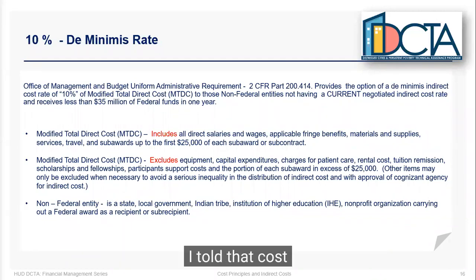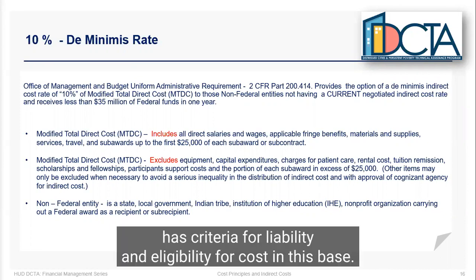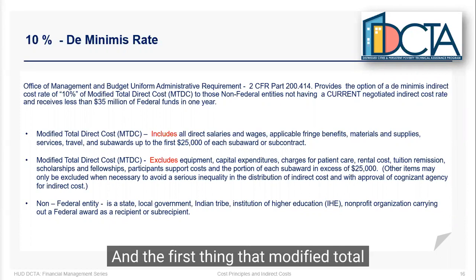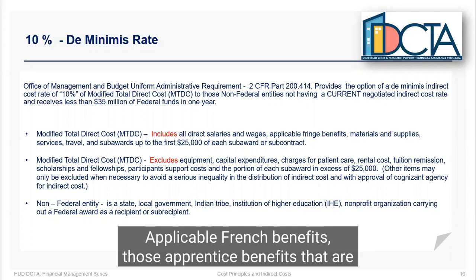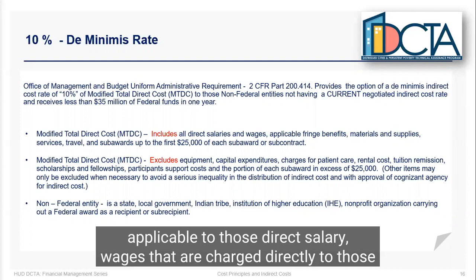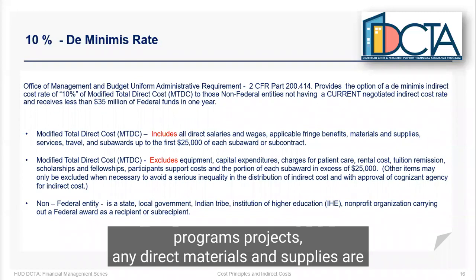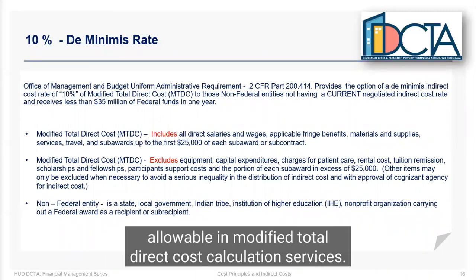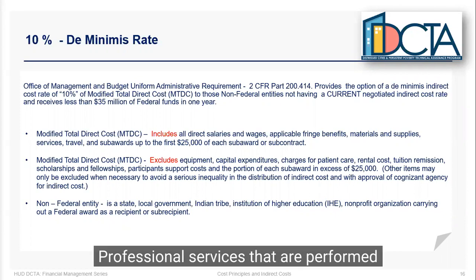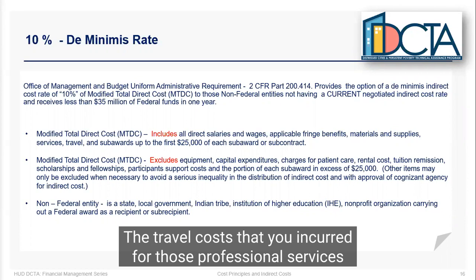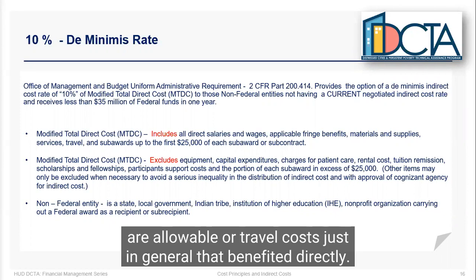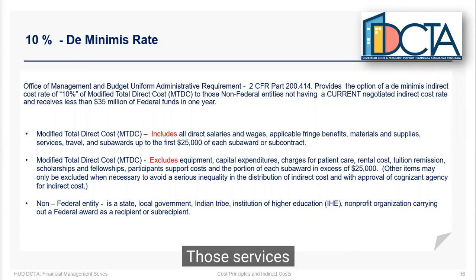And modified total direct cost has criteria for allowability and eligibility for cost in this base. The first thing it includes is all direct salaries and wages, and applicable fringe benefits. Those are fringe benefits applicable to the direct salary and wages charged directly to those programs and projects. Any direct materials and supplies are allowable in the modified total direct cost calculation. Professional services performed for the benefit of those programs are allowable. The travel costs incurred for those professional services, or travel costs in general that directly benefited those services, are allowable.